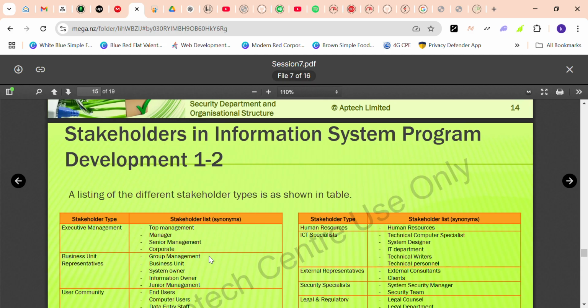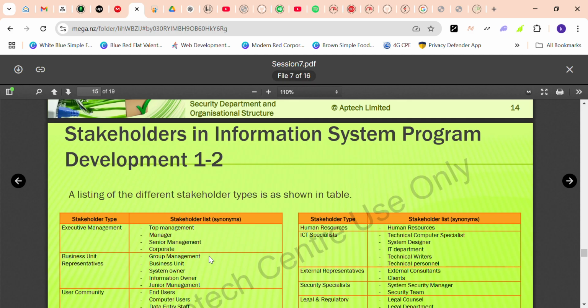Stakeholders in information system program development. A listing of the different stakeholder types is shown in the table. So these are the stakeholder types that we have.